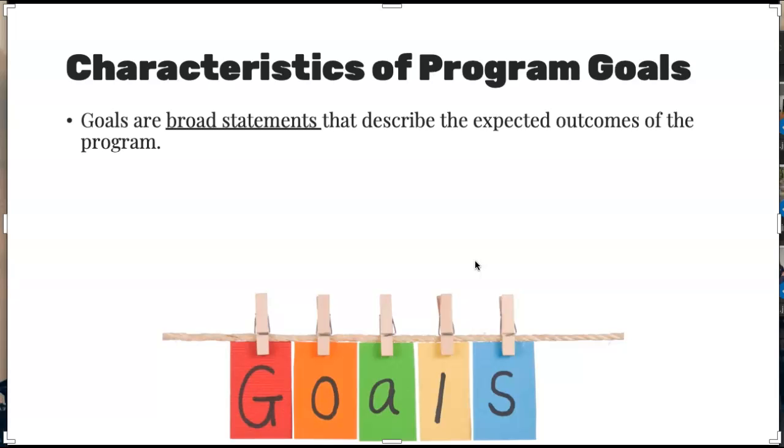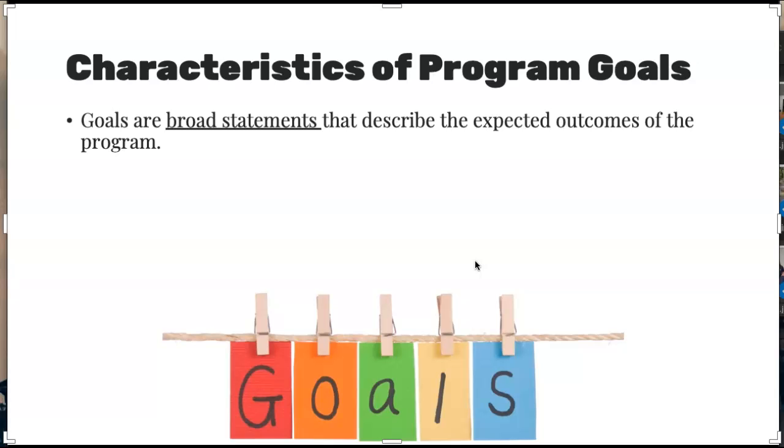All right, characteristics of program goals. Here's the thing that I was alluding to earlier when we were going through the learning objectives. Many times we refer to the words goals and objectives. Goals and objectives are terms that are used across many different professions and many different fields, and they sometimes lack concrete or definitive definitions. They can be interpreted different ways.